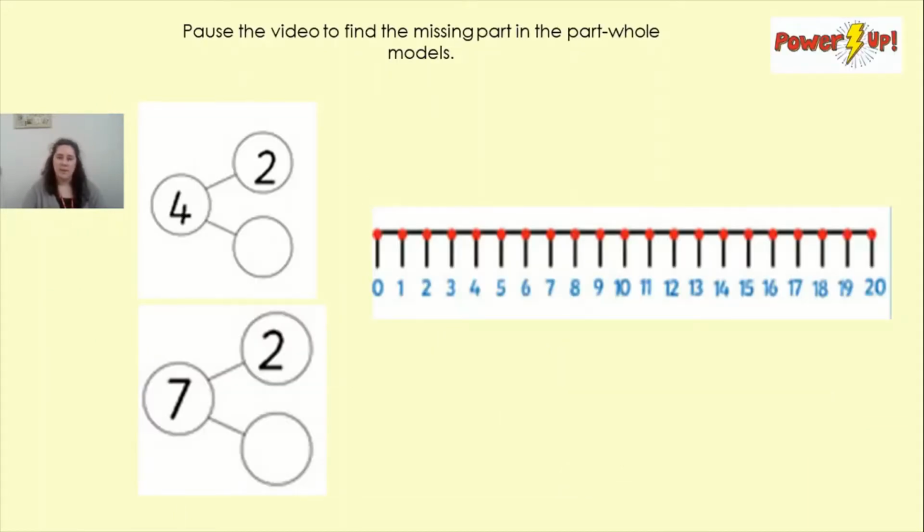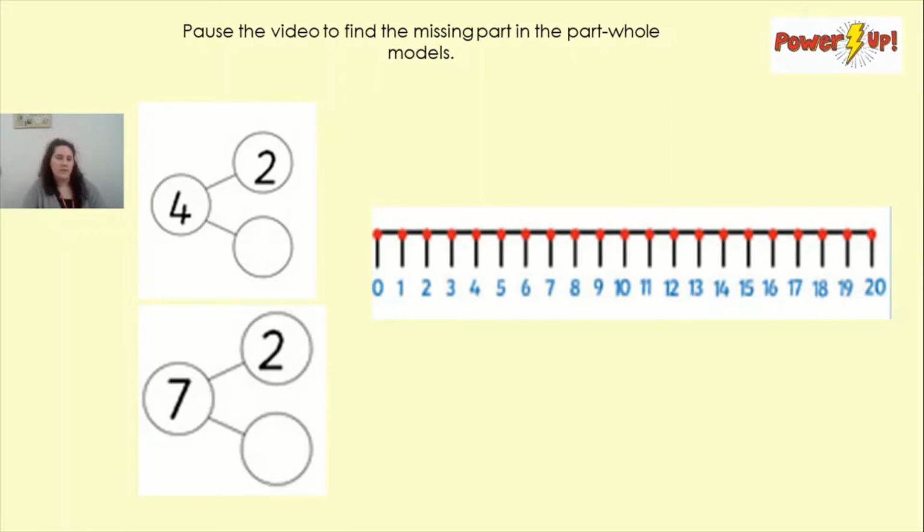Okay, let's begin by warming up those brains with a power up. This is just like yesterday's power up, so see if you can remember what we need to do. Here I have a part-whole model and I can see that I've got my whole and one part and I am missing the other part. What we need to do is find out what is that missing part.